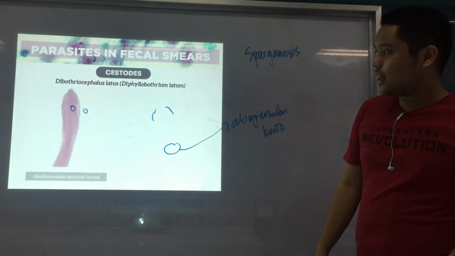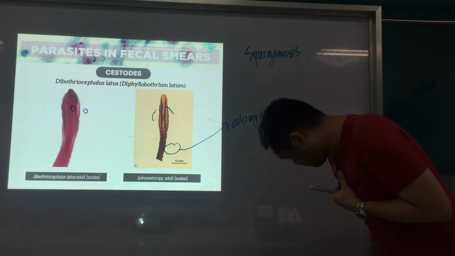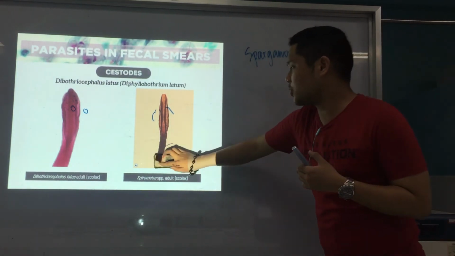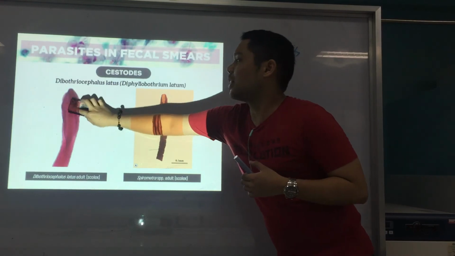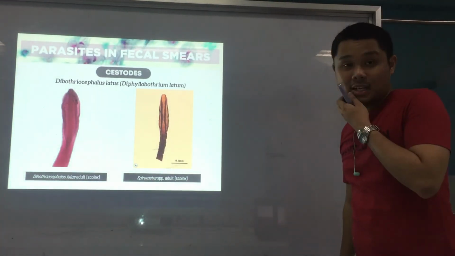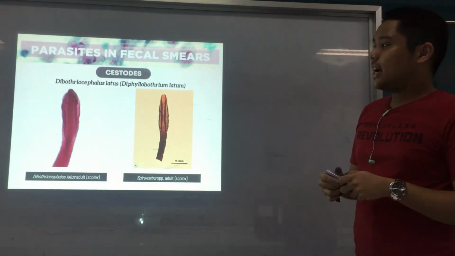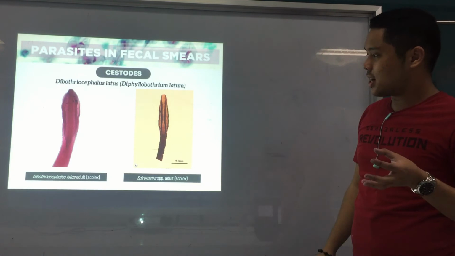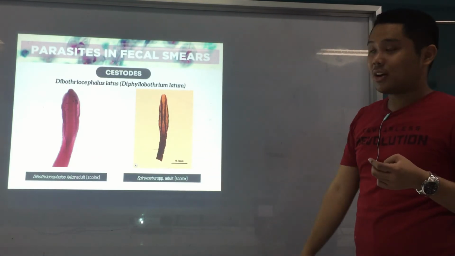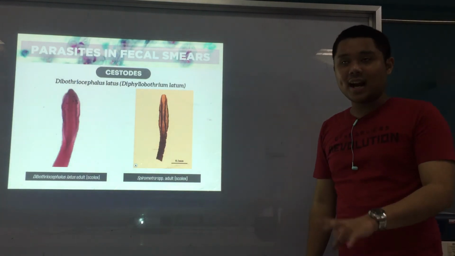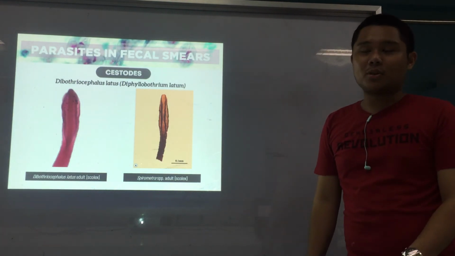And aside from that, for the adults, this is the adult of your dilatum and the adult of your Spirometra. So as you can see, it's quite similar. Again, spatulate-shaped head, and you have bothria. But the dilatum scolex is quite bigger compared to your Spirometra. All right, so again, adults can be confused with Spirometra. Eggs can be confused with Paragonimus.